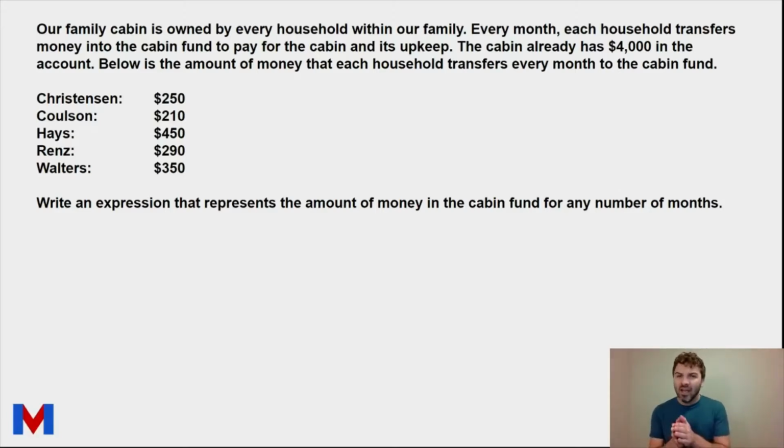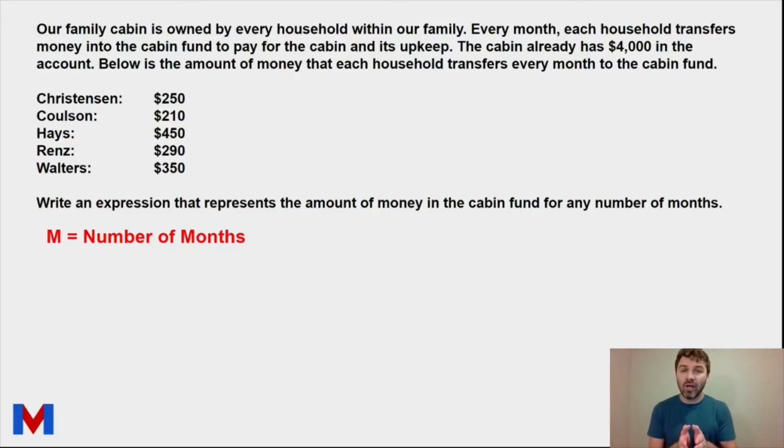And the goal is to write an expression that represents the amount of money in the cabin fund for any number of months. So first thing, we need a variable here, because there's something that's changing in this scenario, and that is the amount of months that are passing by. So I'm going to use the variable m to represent the number of months that have passed.